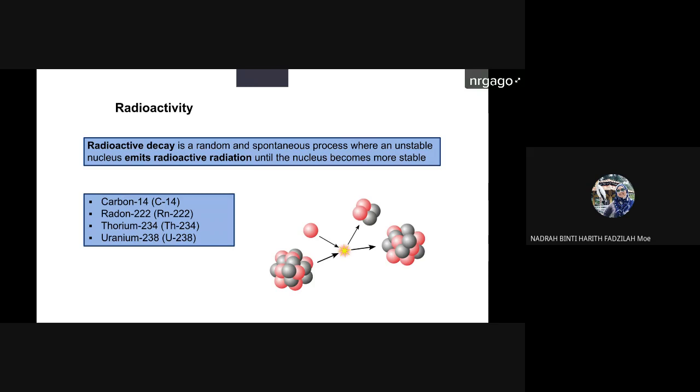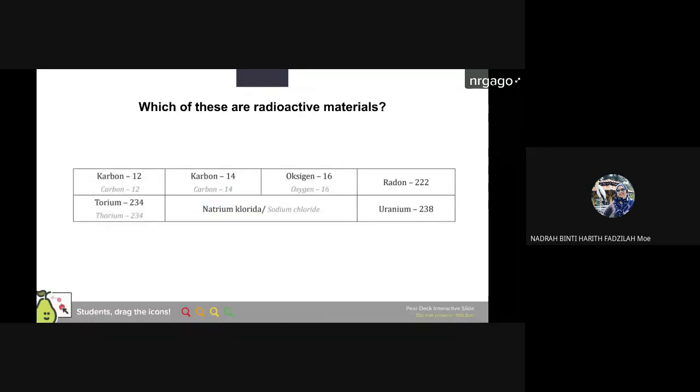Okay. So, let's take a look at a few examples of elements here. Based on your understanding, which of these are radioactive material? Okay, there are 7 elements here. Which of these are radioactive materials?